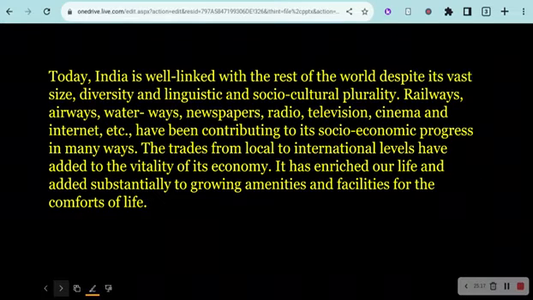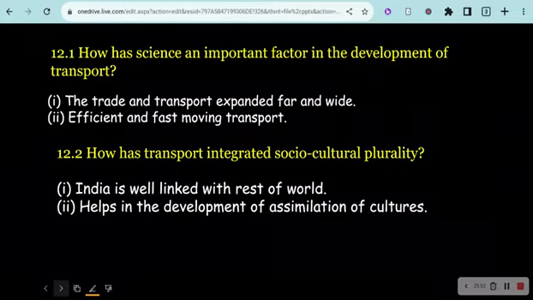Okay, one more. Today, India is well linked with the rest of the world despite its vast size, diversity, and linguistic and socio-cultural plurality. Railways, airways, waterways, newspapers, radio, television, cinema, and internet, etc., have contributed to its socio-economic progress also. The trades from local to international levels have added to the vitality of its economy. It has enriched our lives and added substantially to growing amenities and facilities for the comforts of life. Okay. Questions.